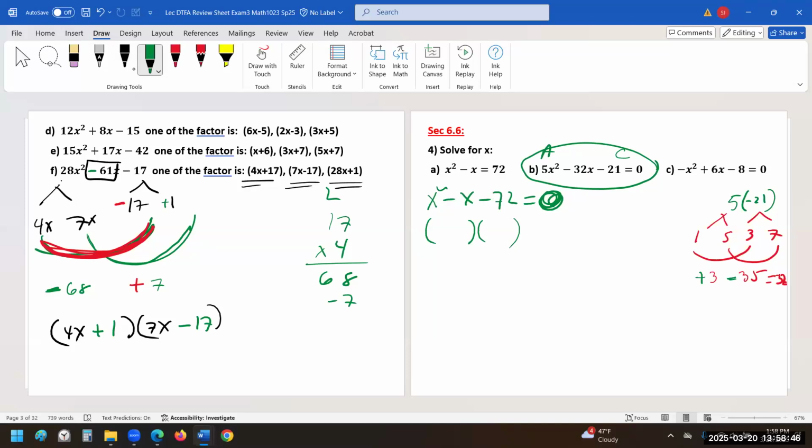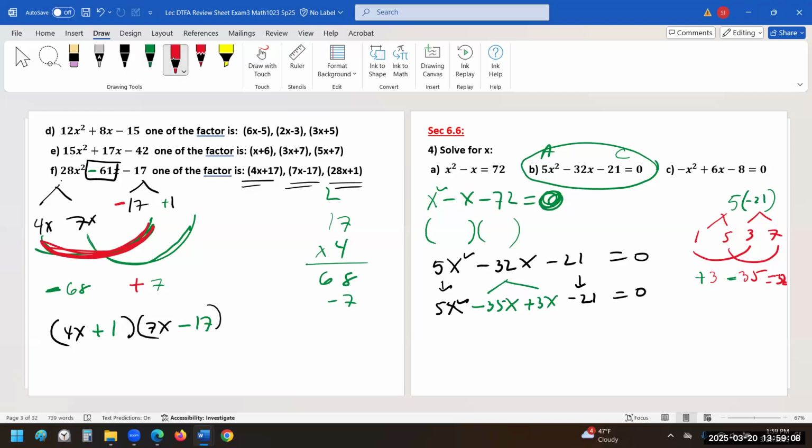So you do the grouping method. We have 5x squared minus 32x minus 21 equals 0. You keep your 5x squared, keep your minus 21 and 0, but you break down your 32 into negative 35x and plus 3x. You end up getting 4 terms. That means grouping. What do you see in the first group? What remains? x minus 7.